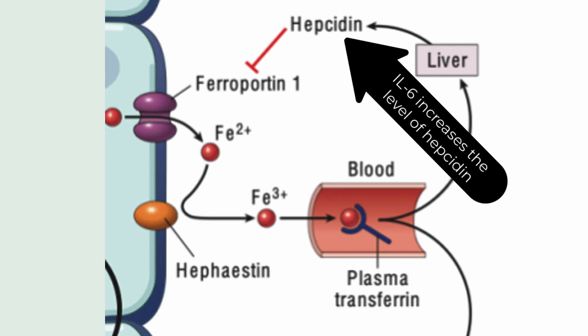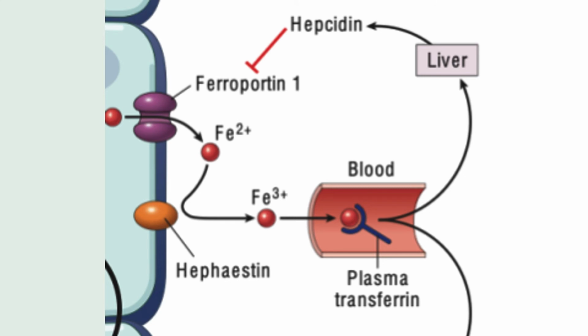Hepcidin prevents ferroportin from transporting the iron across the membrane. So, when the hepcidin level is high because of the inflammation, iron cannot come out from the cell, and because of that, cannot be transferred by plasma transferrin for the synthesis. And despite having enough iron inside the cell, body cannot synthesize hemoglobin by using the iron. And that's why anemia develops.